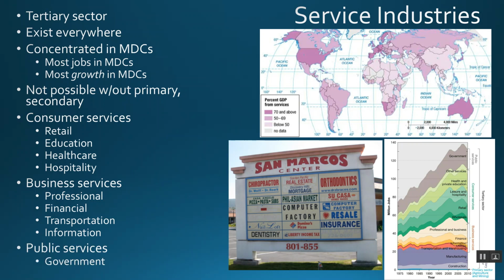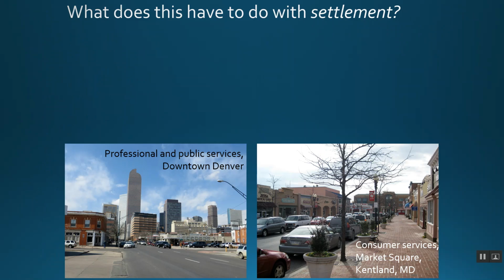So you can see on this San Marcos sign, right? You have some food in here, pizza, pasta, subs, a market. You have mortgage and real estate, orthodontics, a computer place, insurance, income tax, right? Not a lot of stuff being made here.